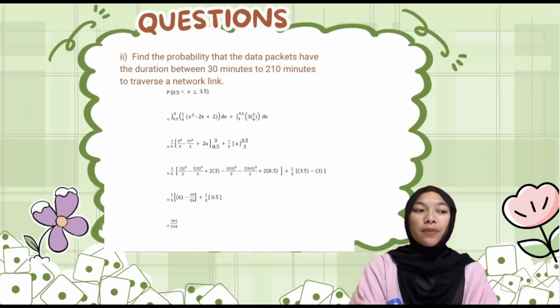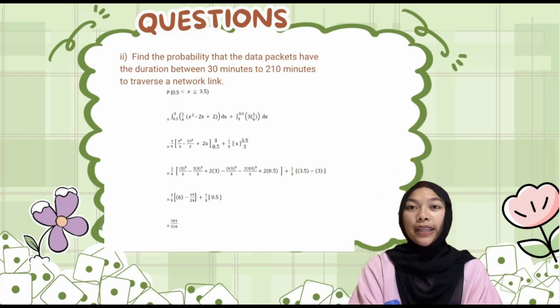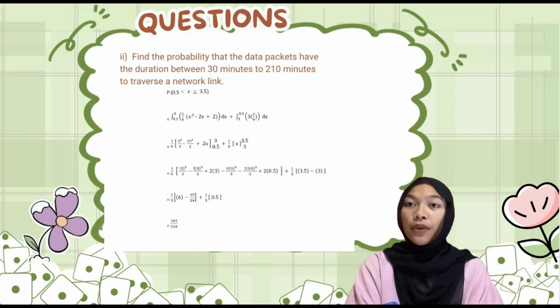Next, find the probability that the data packet has a duration between 30 minutes and 210 minutes to traverse a network link. First, we start by calculating the probability that the variable falls between 0.5 and 3.5. This is given by the sum of two integrals. The first integral is from 0.5 to 3, where we integrate the function 1 over 9 times the quantity x squared minus 2x plus 2. The second integral is from 3 to 3.5, where we integrate the constant value 3 times 1 over 9.